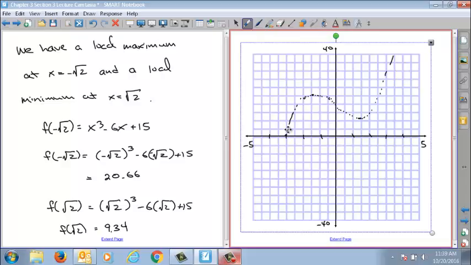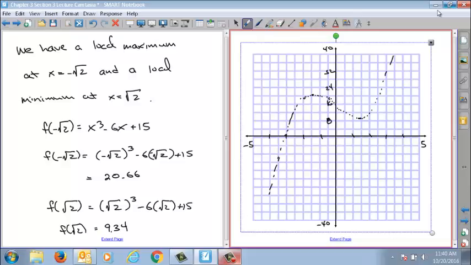And so you can see there's only going to be one x-intercept, which is going to be around -3. So what you've got is 8, 16, 24, 32, 40.